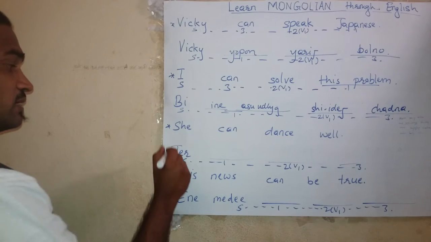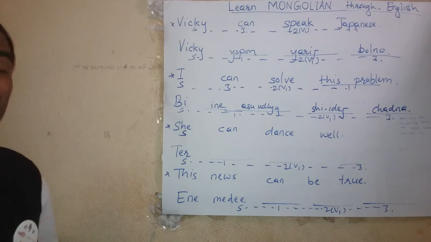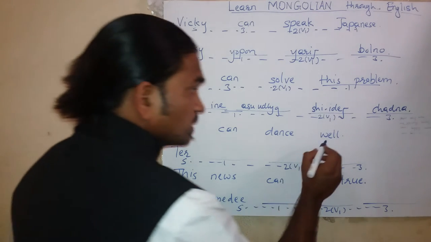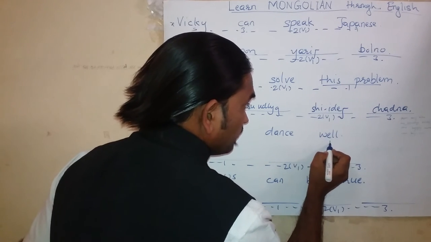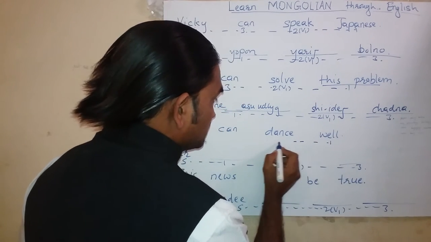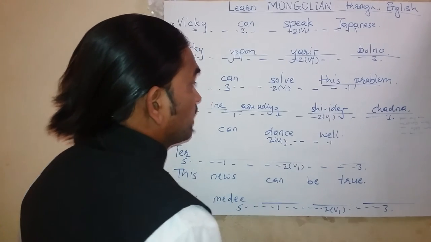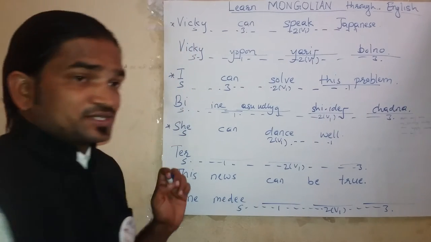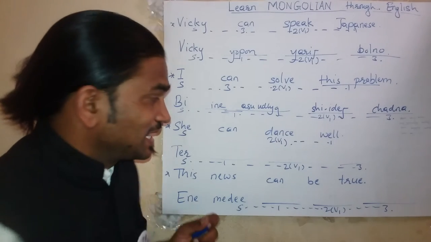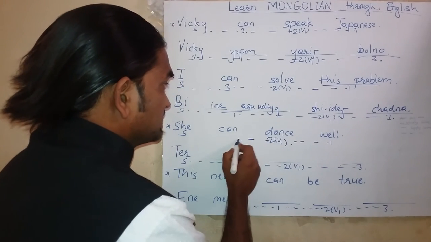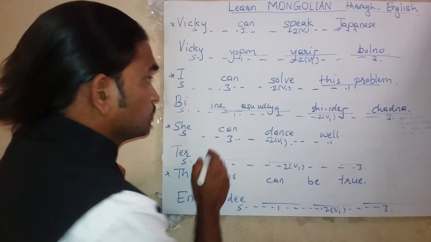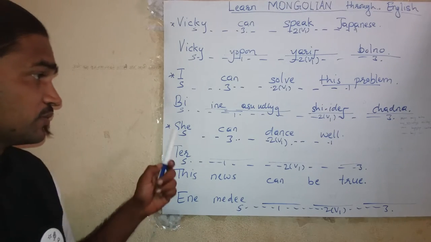She can dance well. The Mongolian word for she is ter. The Mongolian word for we is sin. Ter sin. The Mongolian word for dance is buzglez. The word for can is chedna. Buzglez chedna. Look here.